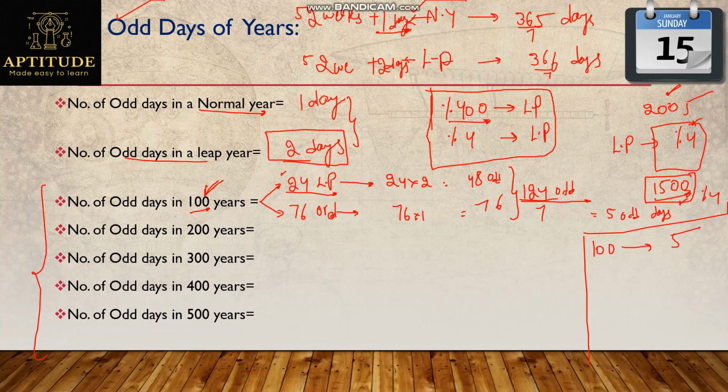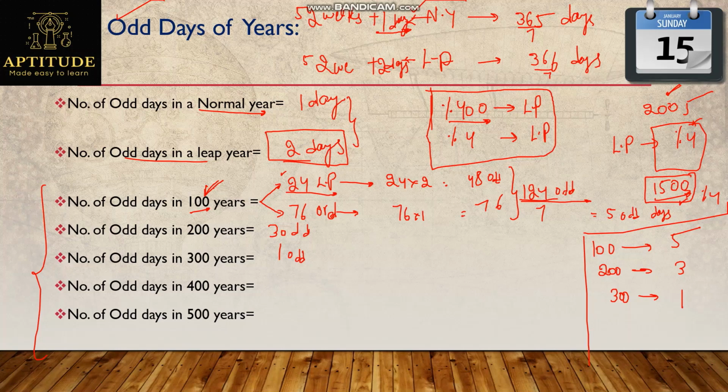Using this process, for 200 years we'll get 3 odd days. For 200 years, 3 odd days. These are the century codes, which we just need to remember. The process is the same for 200 years and 300 years. In 300 years, odd days will be 1. So the century code for 300 will be 1.